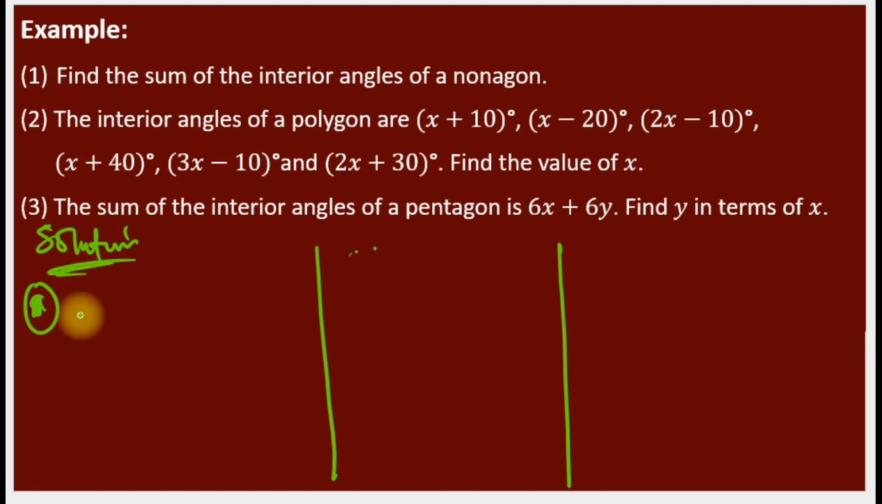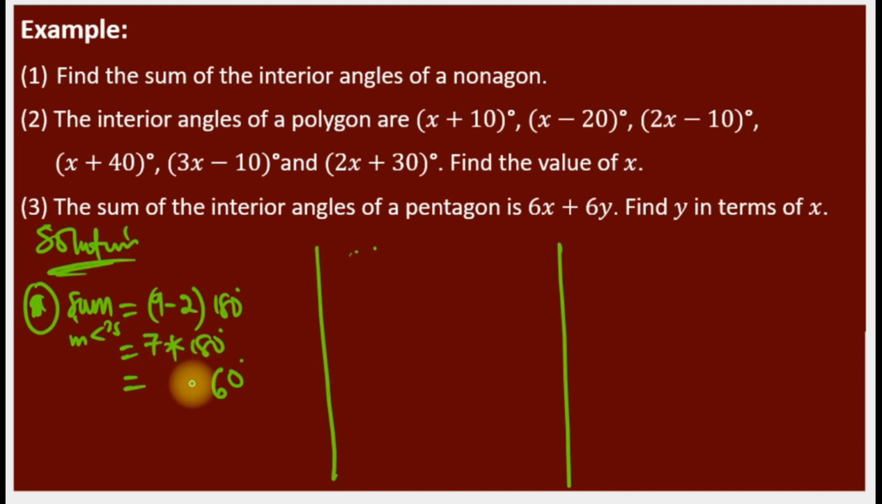So the sum of the interior angles is now equal to 9 minus 2 times 180, which is 7 times 180. So our answer is 0. That's 0. This is 6. Carry 5 plus 5. That's 1,260 degrees. So this is the sum of all the interior angles of this polygon.